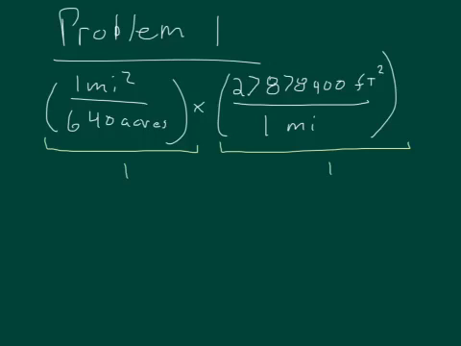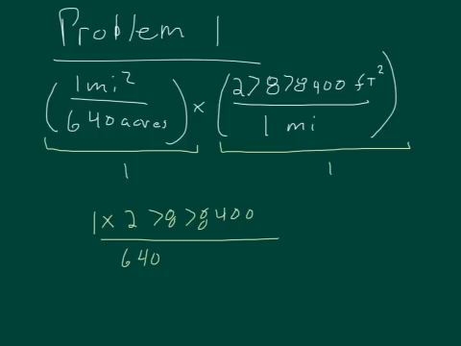All right. Here's the process you go through to do this. When you set something up like this, you're going to take all the things across the top and multiply them together. So you're going to take 1 from the miles and multiply it times 27,878,400. Okay, and then you divide by everything on the bottom, by 640, and then you also divide by the 1.